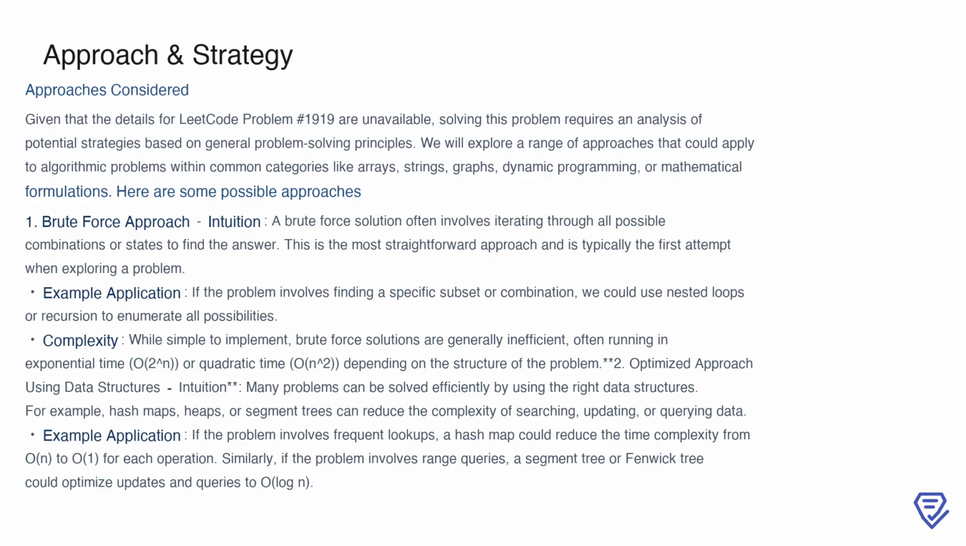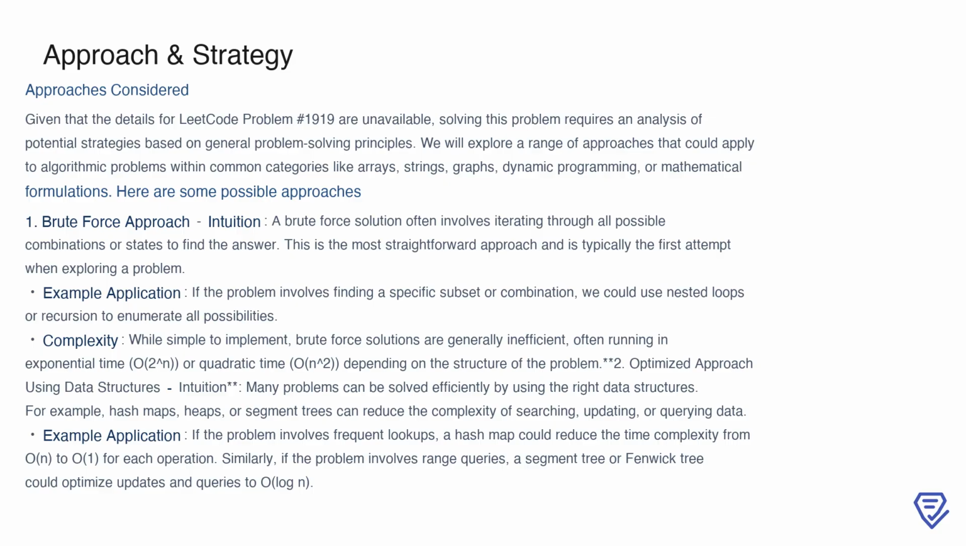For instance, if you're searching for a specific subset or evaluating every potential combination, nested loops or recursion can enumerate all possibilities. However, the trade-off is that brute force solutions often scale poorly, with complexities like O(2^n) for subsets or O(n^2) for pairwise comparisons, making them impractical for larger inputs.